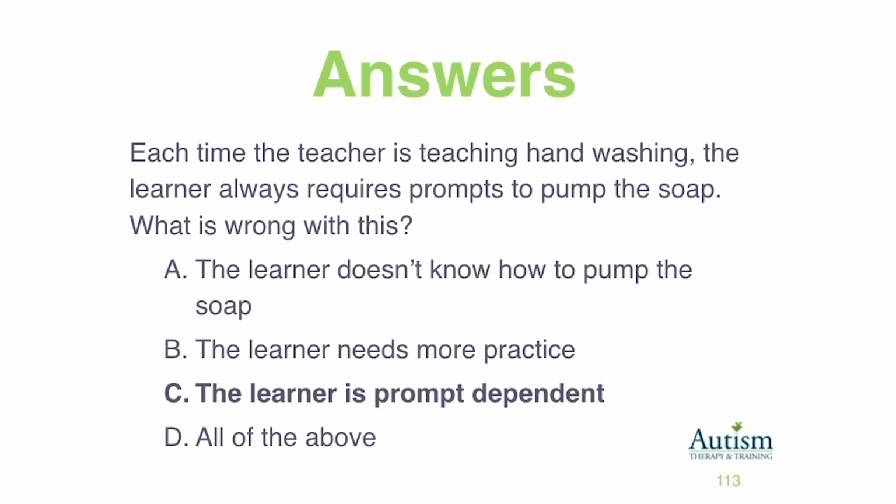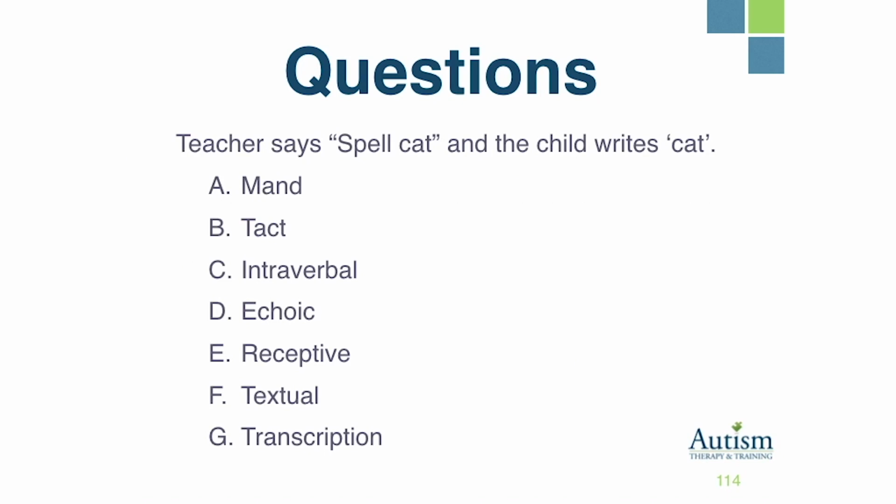Well done. The teacher says, "Spell cat," and the child writes cat. This is: A. Mand. B. Tact. C. Intraverbal. D. Echoic. E. Receptive. F. Textual. Or G. Transcription. And the correct response is G, transcription.